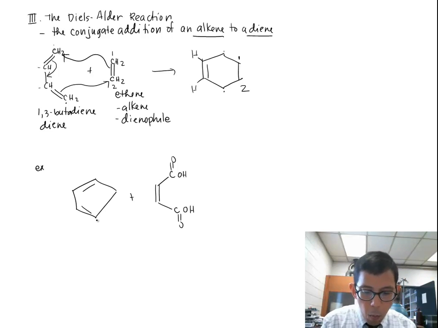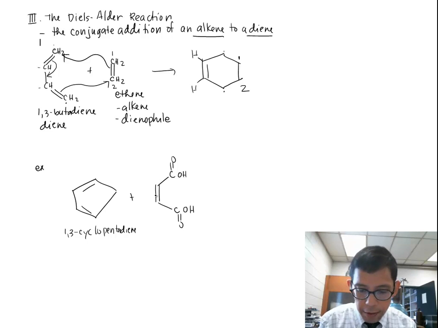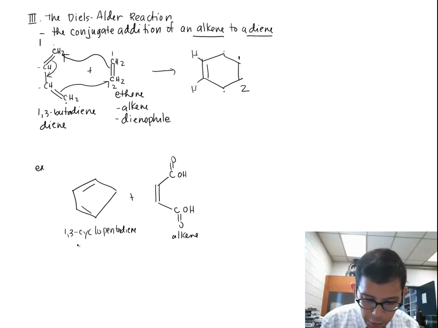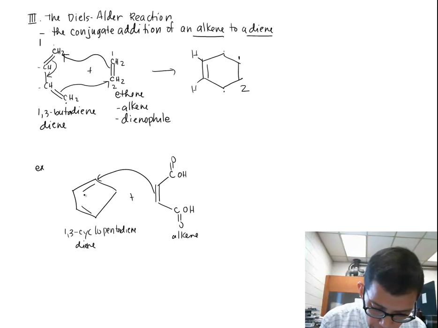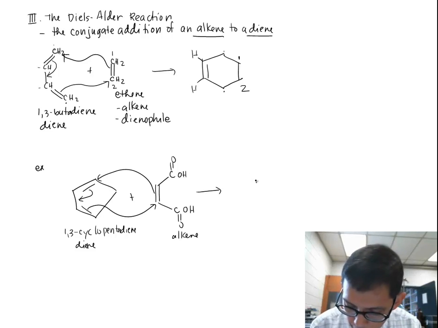So we have here 1,3-cyclopentadiene. And we have here a diacid. It's a dicarboxylic acid, but this here is our alkene. So this is our alkene, and this is our diene. So this here attacks that carbon. You form a double bond between those two carbons, and this here attacks that carbon. And again, you form a cyclohexene, don't you?